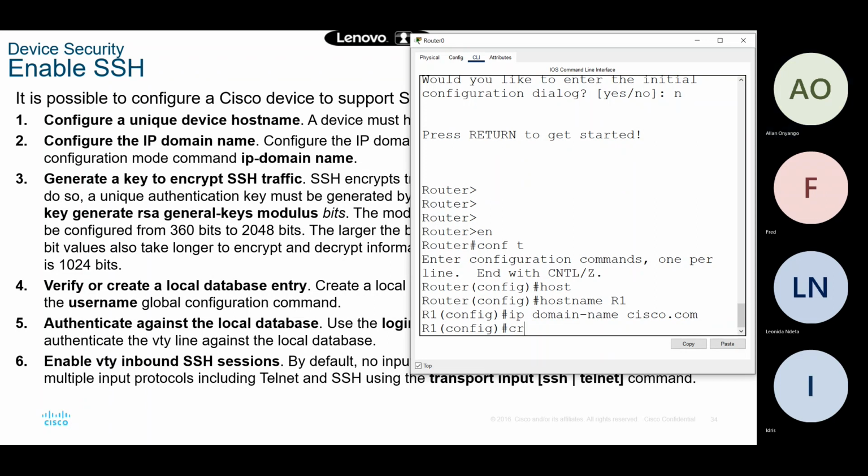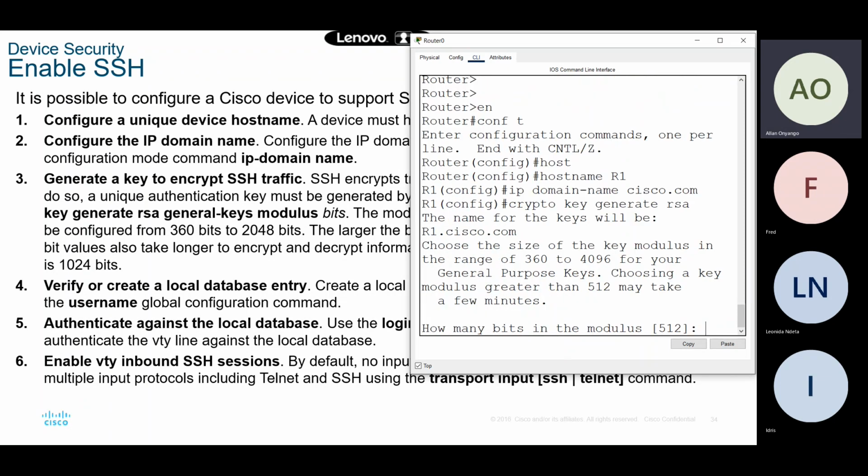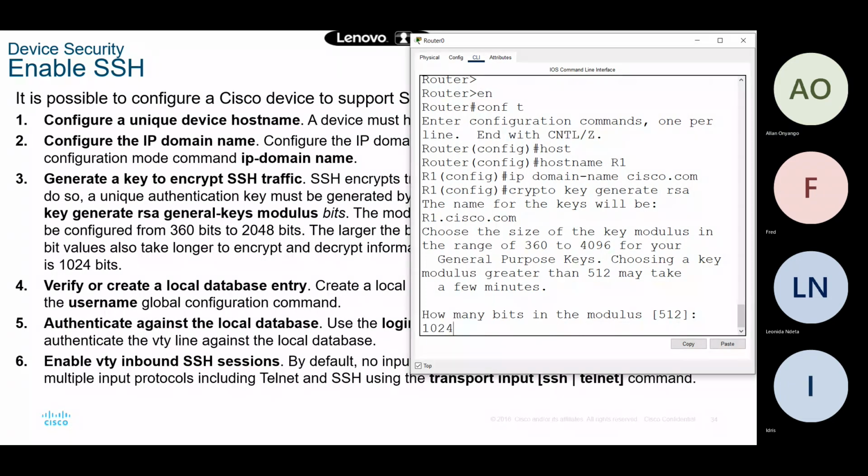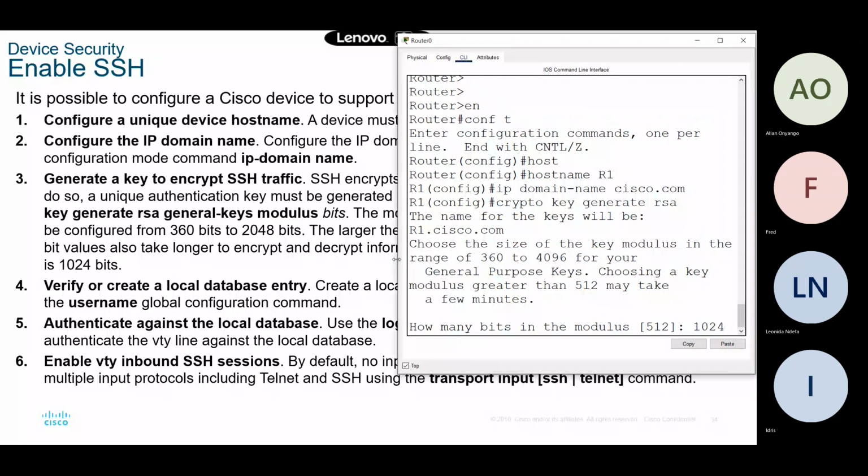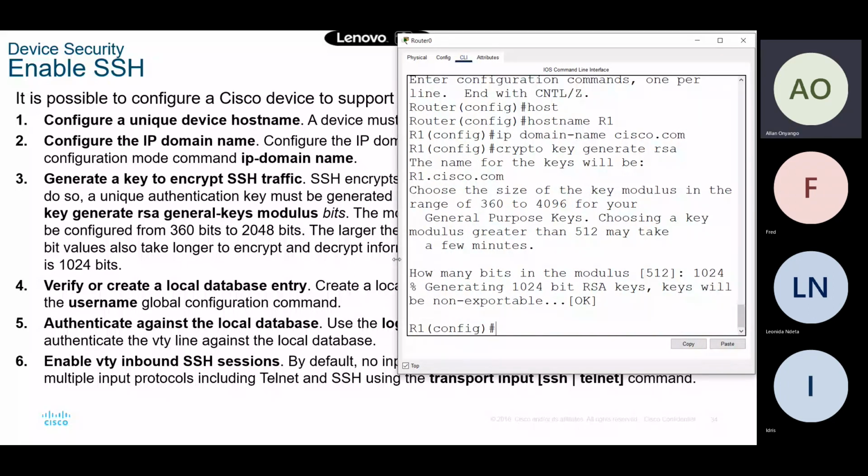I say crypto key generate rsa. This command, you can actually stop there by just saying crypto key generate rsa. You can stop there. When you press enter, it will require you to put how many keys do you want to generate. The most common one is always 1024. Okay, the most common one is always 1024. You press enter and you generate those keys.